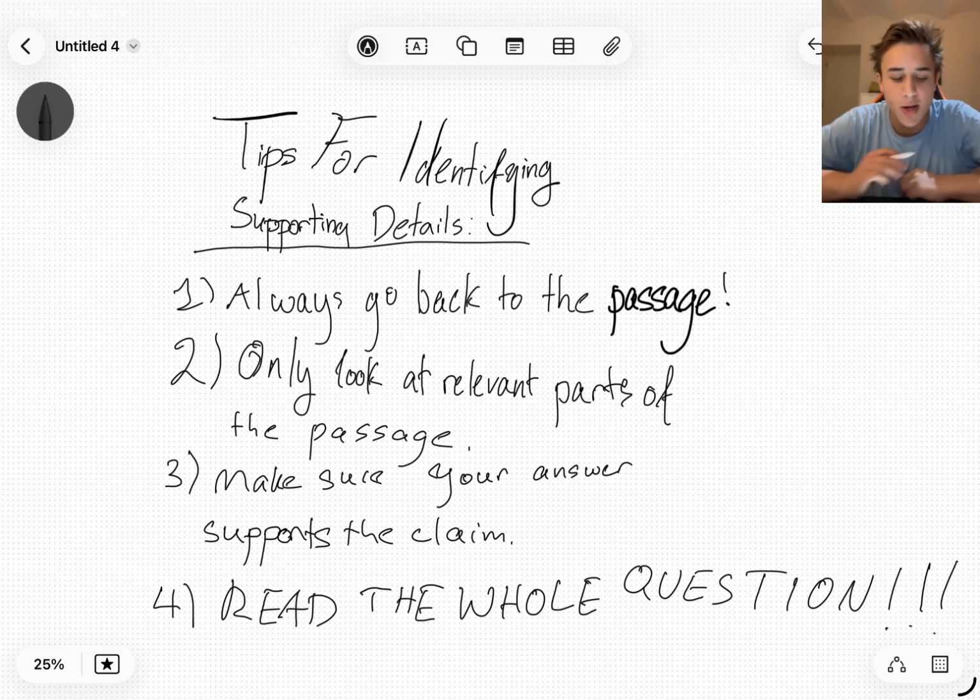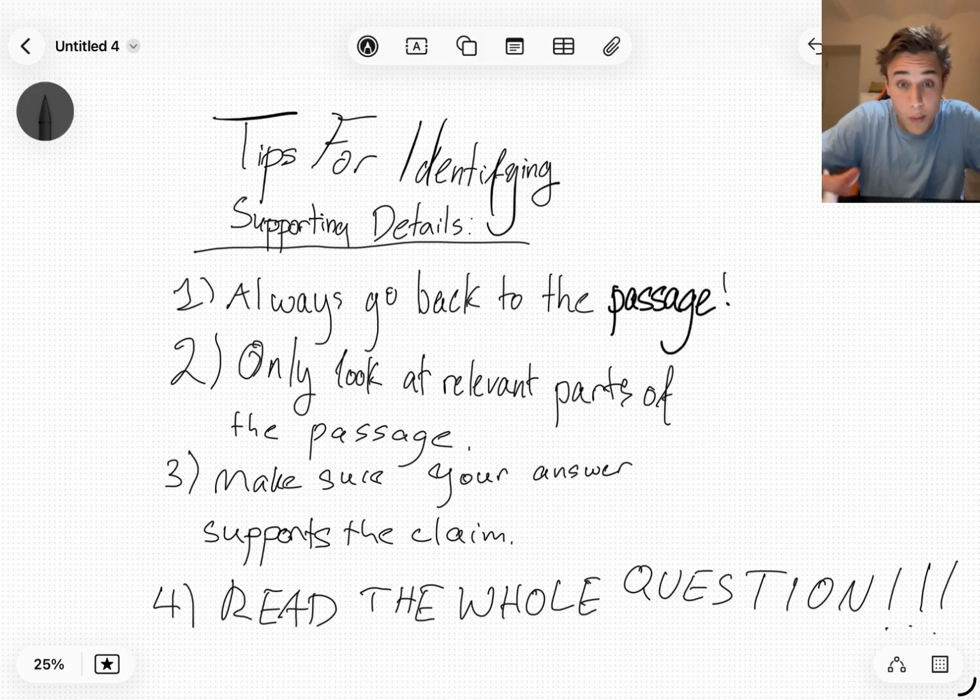So this week's English topic is going to be identifying supporting details. Basically what that means is the passage is going to give you some sort of claim or piece of information, and you're going to need to go back to the passage and find evidence to support the claim given in the question. So some tips, right?